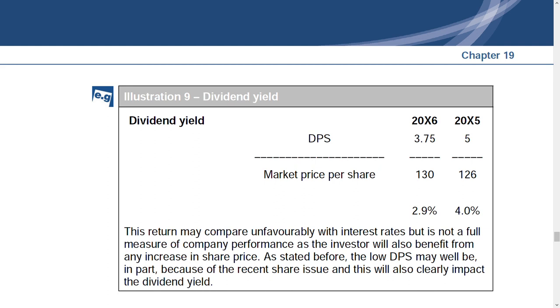Because the higher your denominator, if you see, because of the recent share issue, what happens? Your denominator becomes higher, the total answer number becomes lower. That's why you can see.